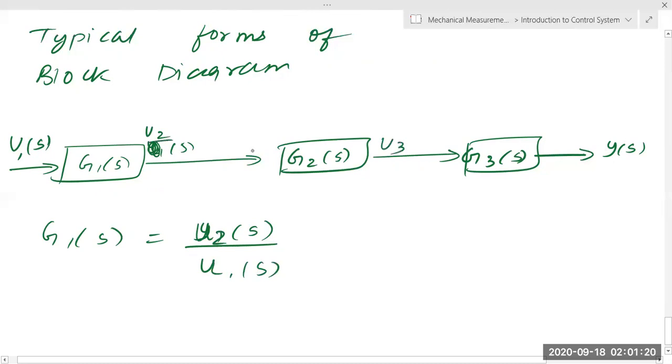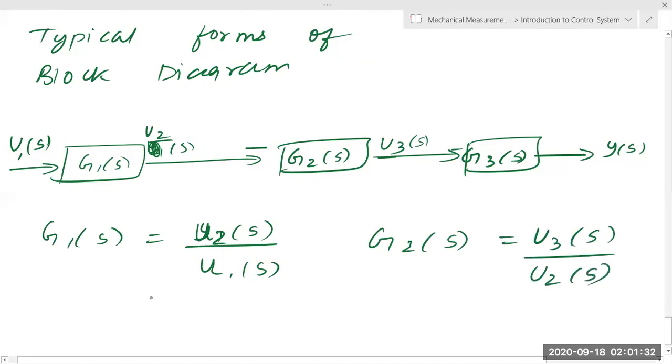Because this same signal is going to pass on here. Now, I'm going to tell you, find G2. G2 of S will be equal to what? U3 of S upon U2 of S, right? Now, if I tell you find G3 of S, this will be equal to Y of S upon U3 of S, right?